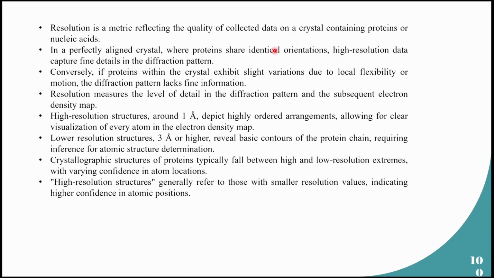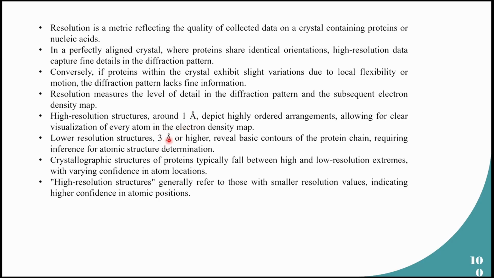Here it says that in an aligned crystal, where you have identical orientation for the proteins, the high resolution data is fine and it can quickly, easily capture the diffraction pattern. However, if there are slight variations due to local flexibility, then the structure will lack the finer information. Typically, structures around 1 angstrom, very close to 1 angstrom, are considered very high resolution, very good structures.